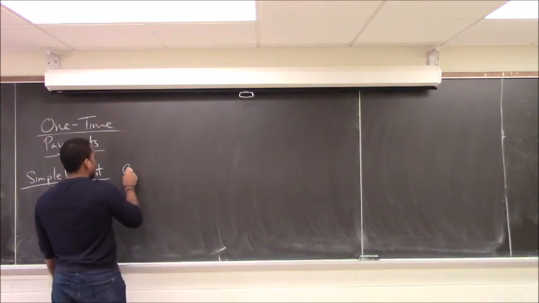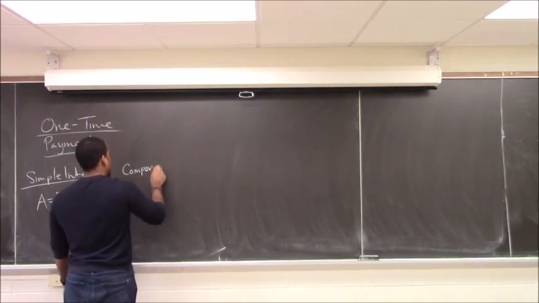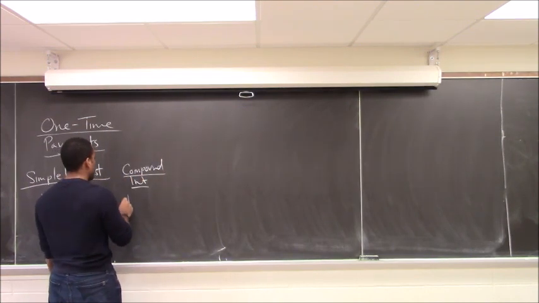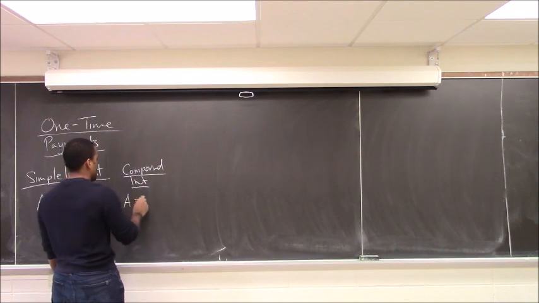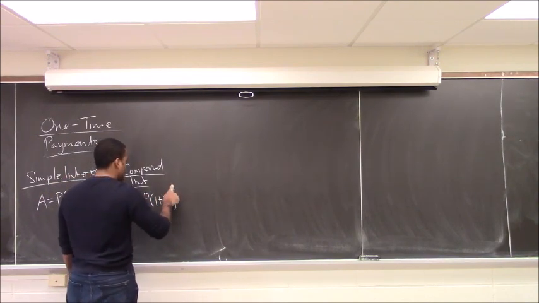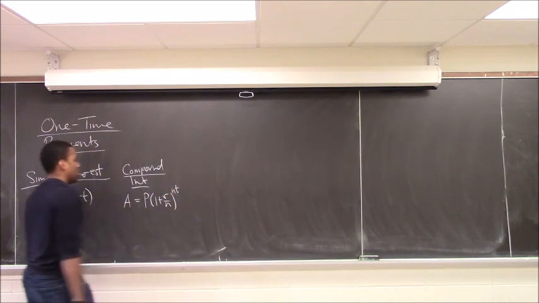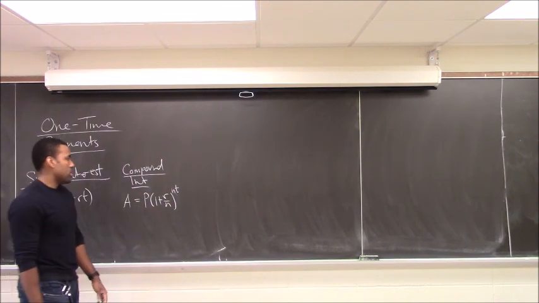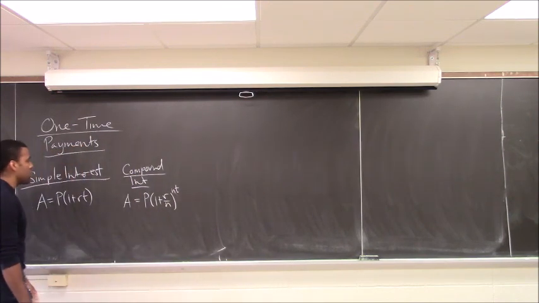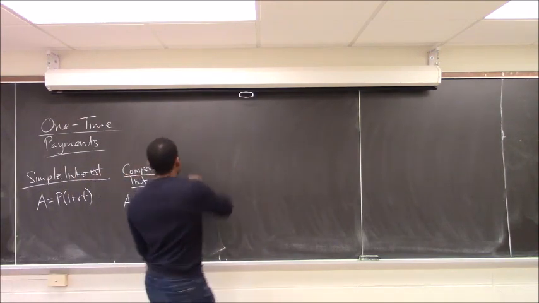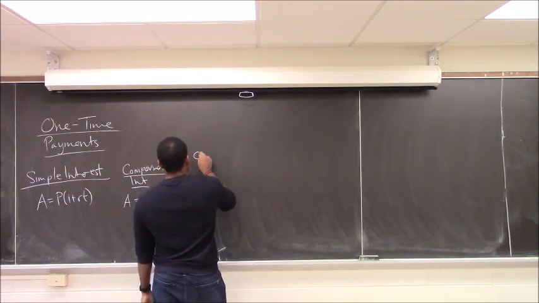We also did compounded interest. This one grows a lot faster, especially over time. This is going to be the formula. Here you're being charged interest on top of interest, and that's being done n times per year at an annual interest rate of R. We also had continuously compounded interest.